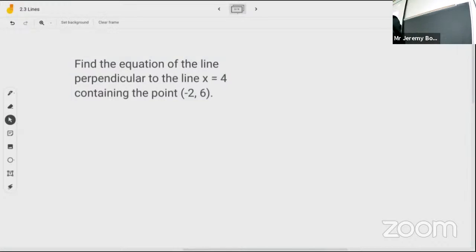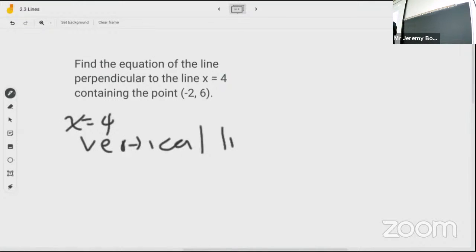So if I want to find the equation of the line perpendicular to the line x equals 4, containing the point -2, 6. If they give you a line that doesn't have an x and y, it's either a vertical or horizontal line, right? If it's x equals 4, what type of line is that? It's a vertical line. That means it has undefined slope, right? So I can't really work with the slope there. But if it's a vertical line and our line is perpendicular to it, what kind of line are we going to have?